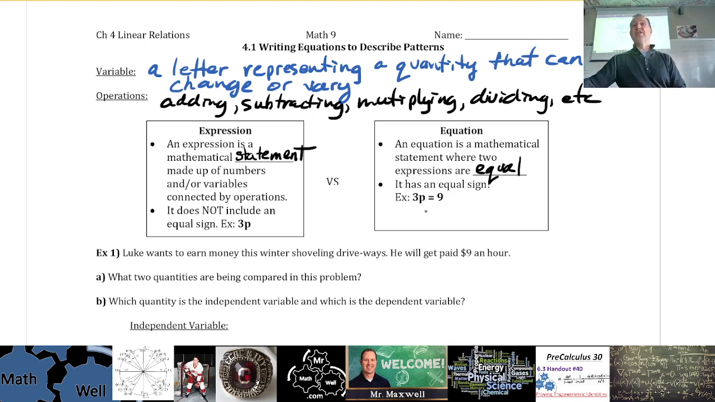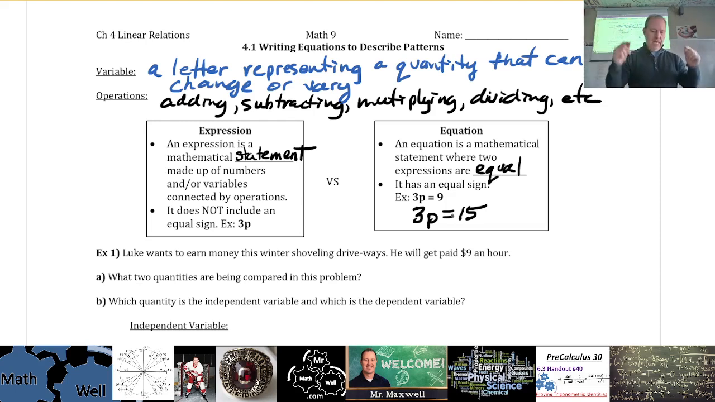And of course, if I changed the number 9 and said 3p equals 15, you would be able to tell me that p here equals what? It equals 5. Very good. So you know a little bit about this. You've done this in math before, equations, solving for variables. We're going to expand on that a little bit. You're going to solve for unknown variables using the operations.